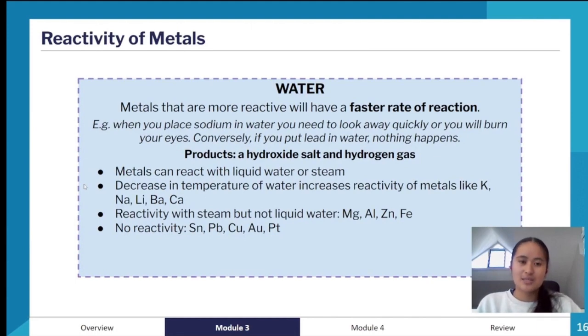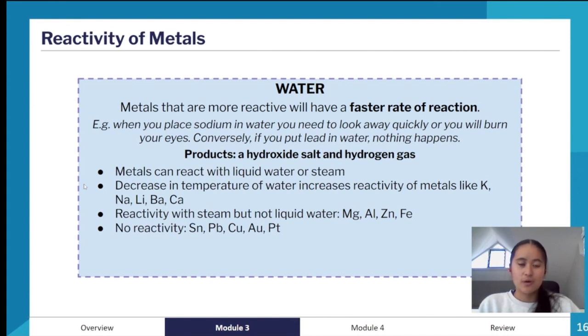So first, looking at the reactivity of metals with water, basically metals that are more reactive will have a faster rate of reaction, so you'll see a more aggressive reaction typically with more reactive metals. For example, sodium in water reacts quite violently and quite aggressively, so you have to look away quickly or else it will burn your eyes. On the other hand, if you put lead in water, nothing happens. So that's just an important thing to note, that reaction rate is very different depending on what metal you're putting in the water. And in general, what happens is water plus metals creates hydroxide salts.